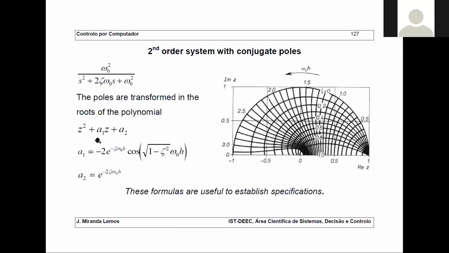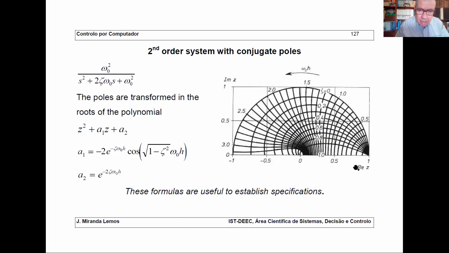If you do a lot of computations, then you can compute the equivalent characteristic polynomial of the discrete time transfer function using these formulas. Okay? So A1 and A2 are parameters that depend on psi, omega zero, and h. And actually, it's about 2 pages. It's not very complicated, but it's useful to do it once in your life.